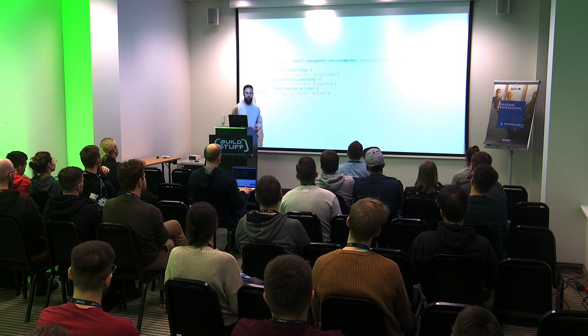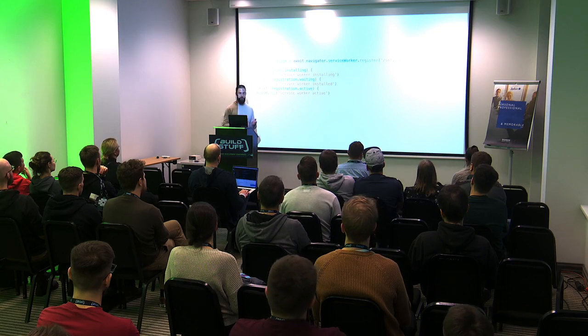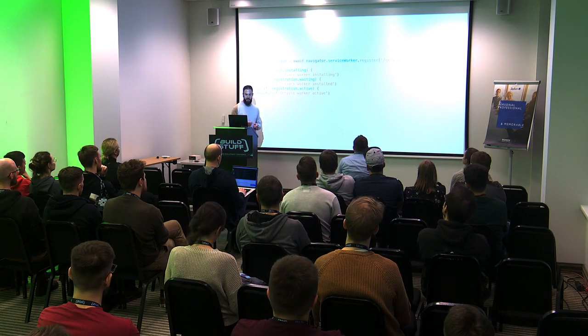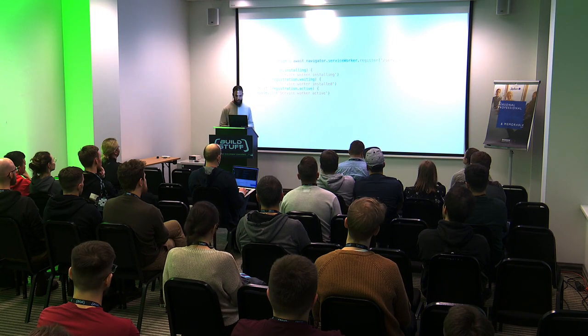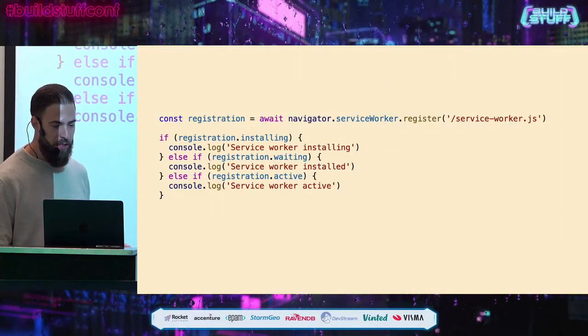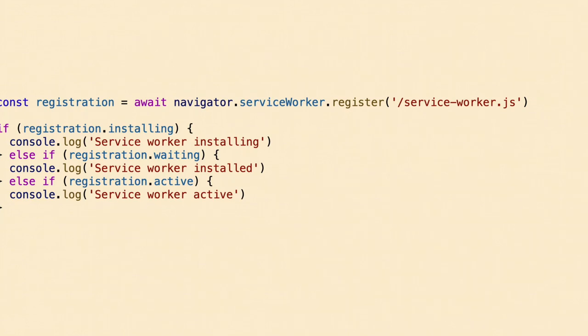So this is how we would use a service worker, or how we would register a service worker. We just do a navigator.serviceWorker.register, and we pass it the path to our service worker JavaScript file. What we get back is a registration which can have one of multiple states. First one being installing, then waiting after it has been installed. And if it has replaced the active service worker, then it is active. We can use our service worker.